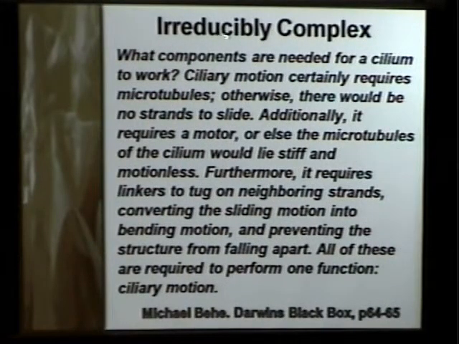Michael Behe, again in Darwin's Black Box, discussing irreducible complexity, describes a cilia like this. What components are needed for a cilium to work? Ciliary motion certainly requires microtubules. Otherwise, there would be no strands to slide. Additionally, it requires a motor, or else the microtubules of the cilium would lie stiff and motionless. Furthermore, it requires linkers to tug on neighboring strands, converting the sliding motion into bending motion and preventing the structure from falling apart. All of these are required to perform one function, ciliary motion.